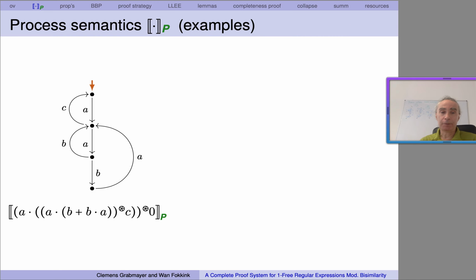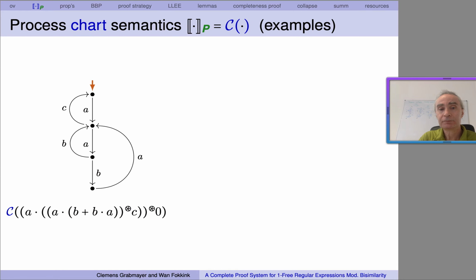Let's look at an example. Here you see a one-free star expression and its associated process interpretation. It consists of an outermost binary iteration that starts with an A step but has a deadlocking exit which is not reflected in the chart. Then there is an inner binary iteration that starts with an A step, continues with a B step, or with a B step that is followed by an A step, back to where the iteration started, and always the option to take a C exit. This is the chart interpretation of this one-free star expression, and we use the term chart for finite process graph following Milner.